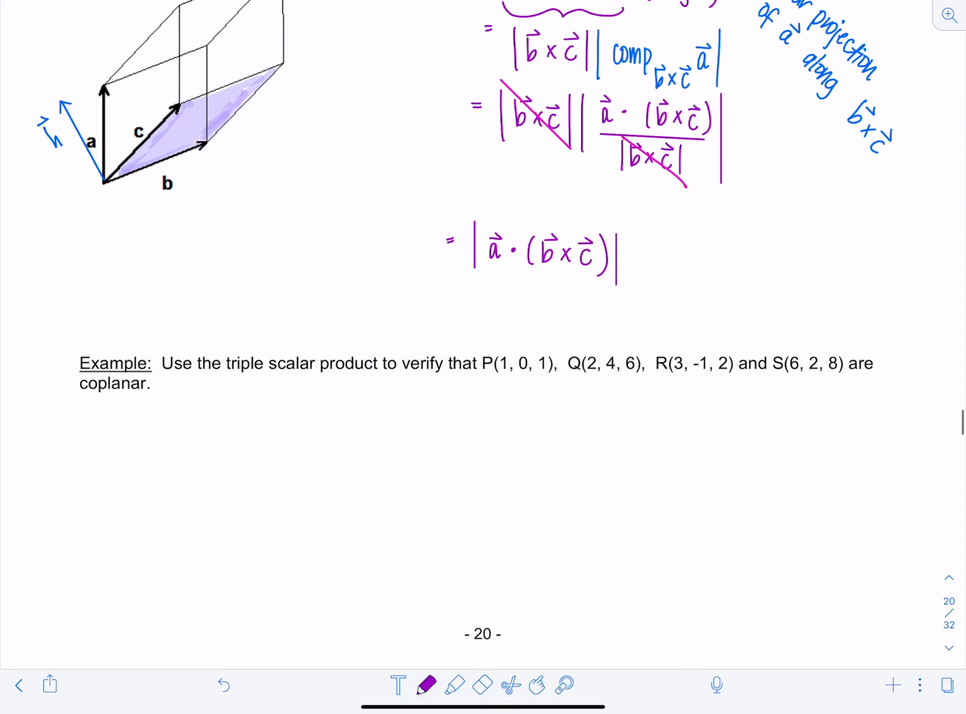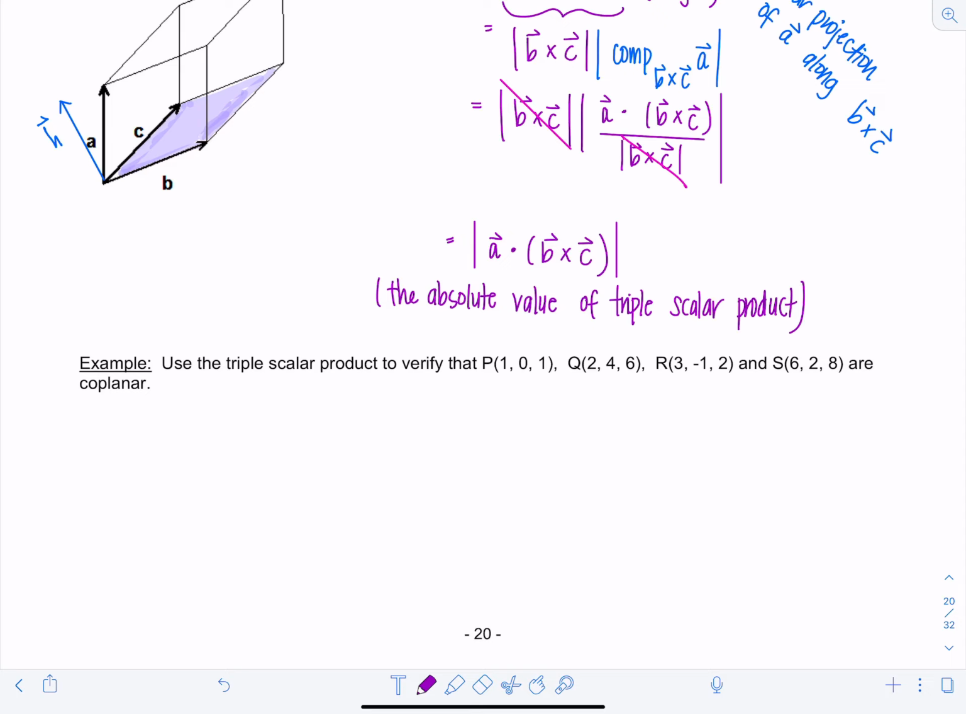Okay, so the volume, that looks really crooked, it's going to bother me. Okay, so the volume is the absolute value of the triple scalar product. Okay, very nice. Now let's see how we can apply this to other interesting problems.